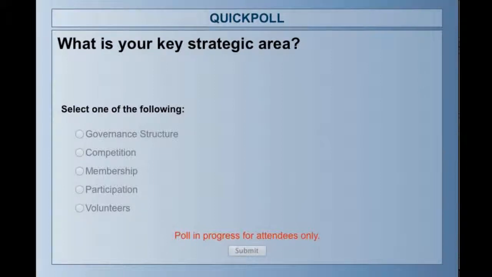Now we have about 65% voted so far. I'll give it a couple more seconds. I'd be interested to see from the collection. Remember, most people on this webinar are actually from government, but we also have national sports organisations, state sports organisations, and even local clubs as well. So it's quite a good mixture.